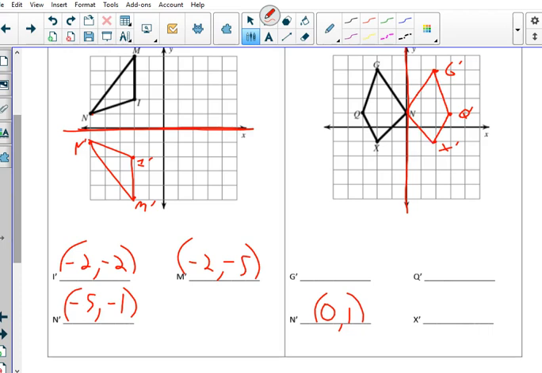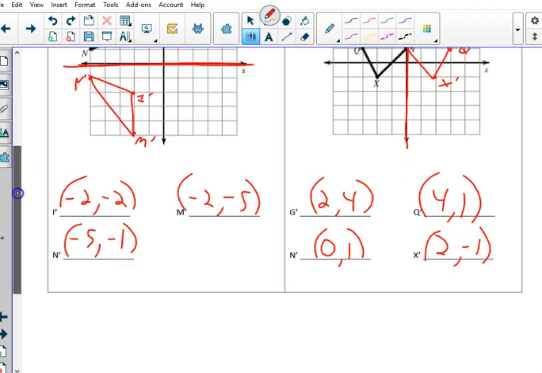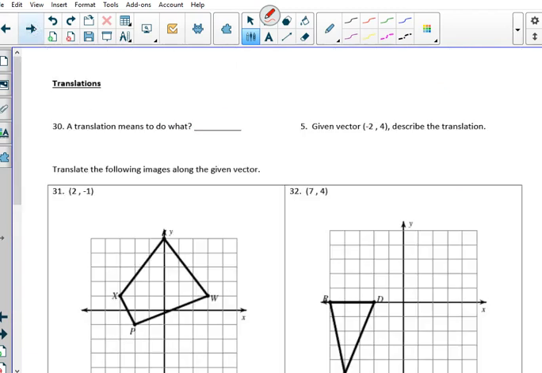So G prime is at 2, 4. Q prime is at 4, 1. And X prime is at 2, -1. Translation means to move or slide.